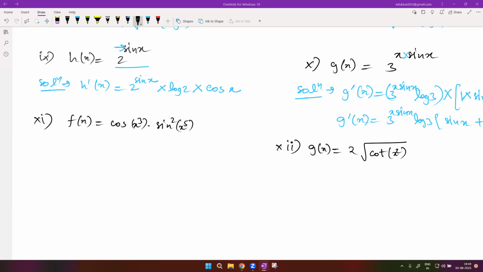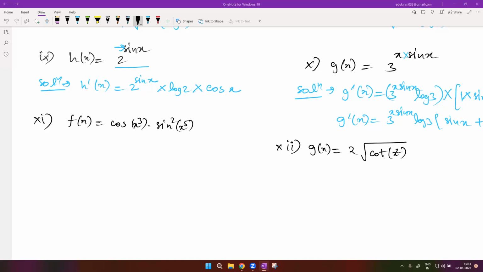Anybody done? Okay, Chavez, good. 11th or 12th? Or both? 11th. 11th, okay. Start solving 12th.